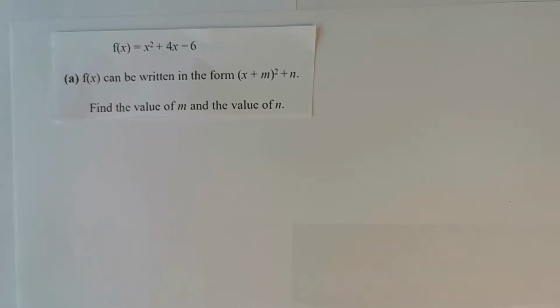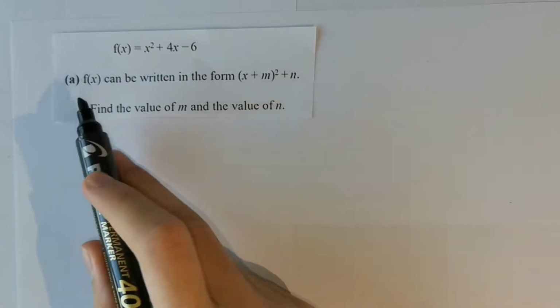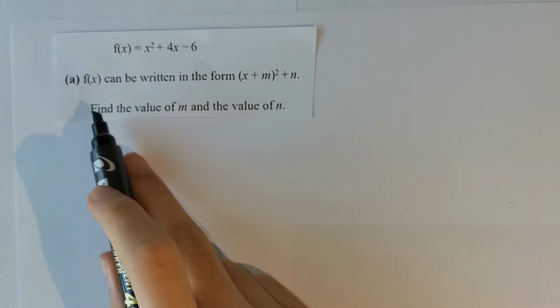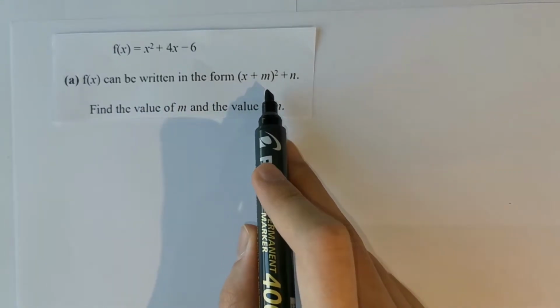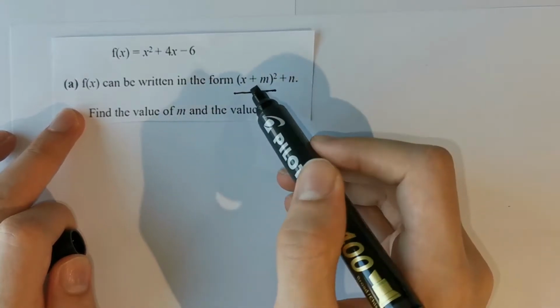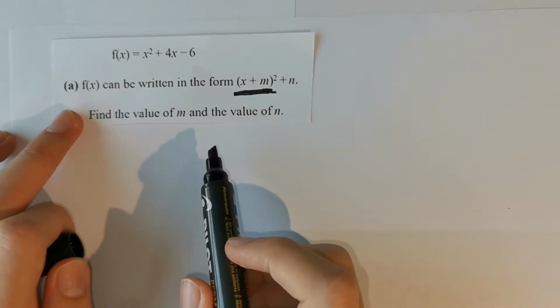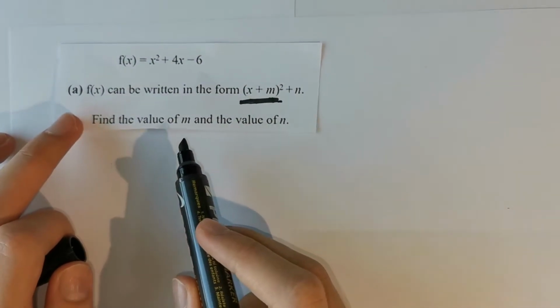Today we will be solving quadratic equation questions, so we'll be starting with this. f of x equals x squared plus 4x minus 6. Part A, f of x can be written in the form (x plus m) squared plus n. So this (x plus m) squared is a completed square. So we know we have to complete the square.